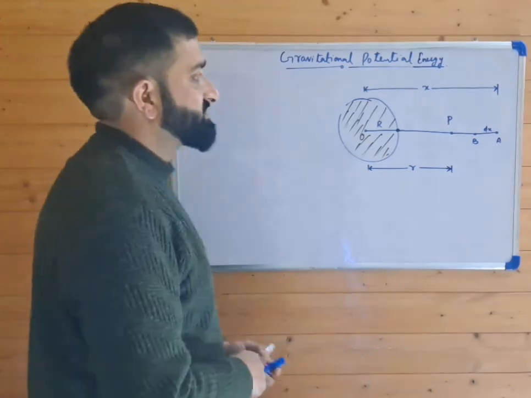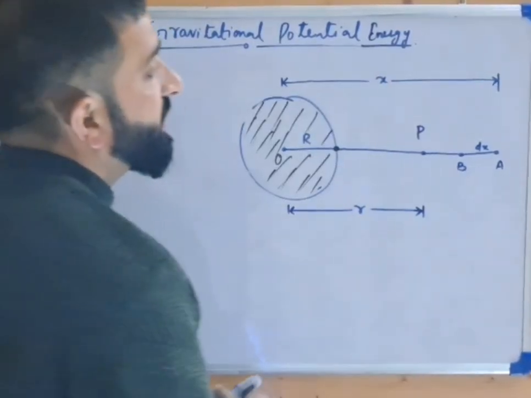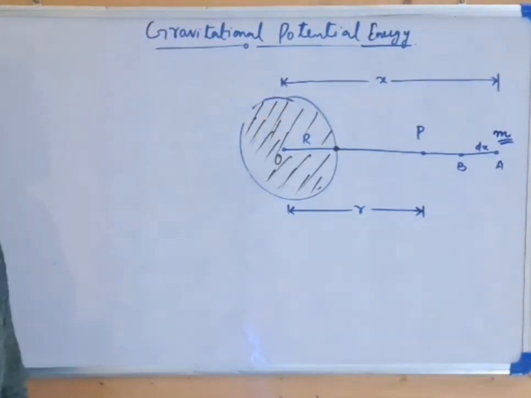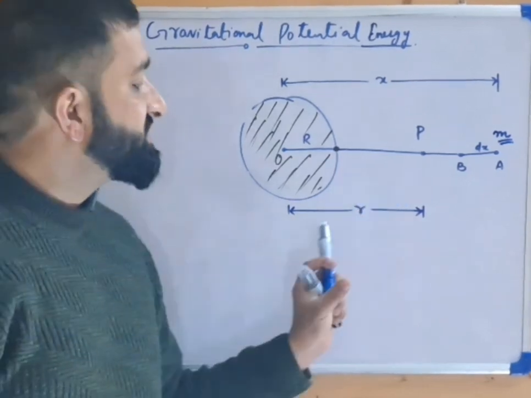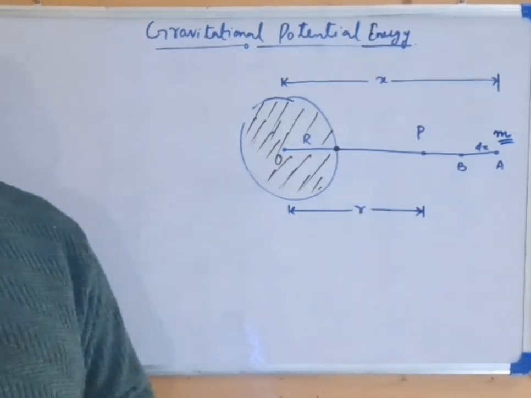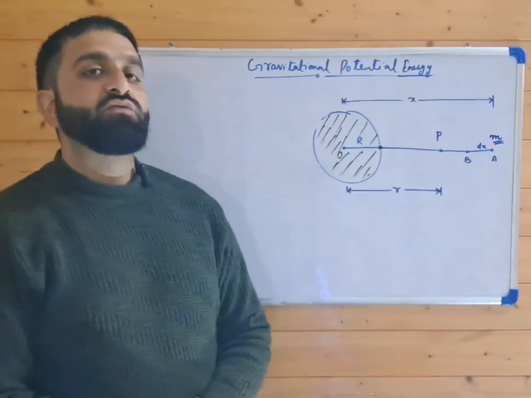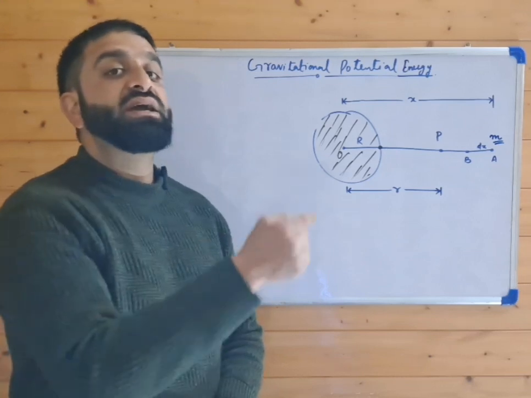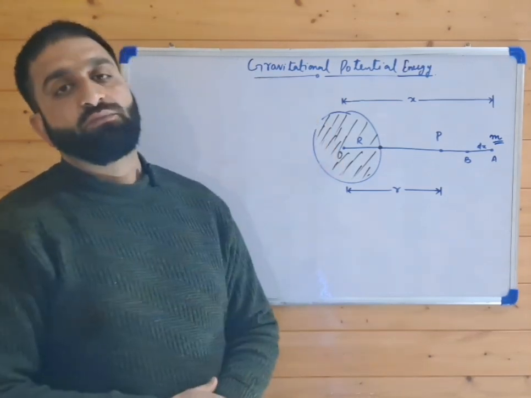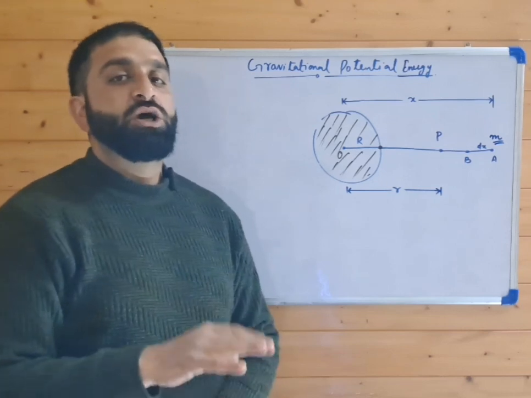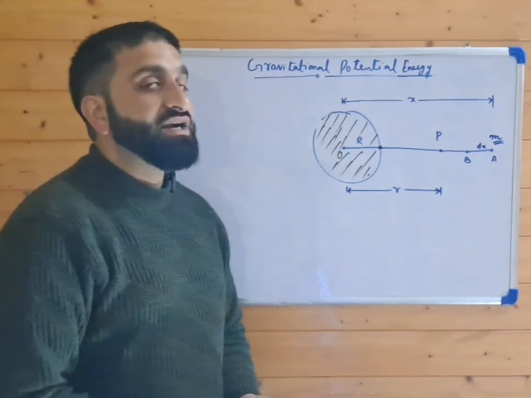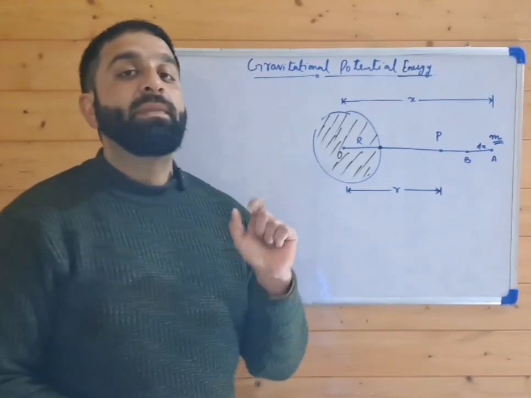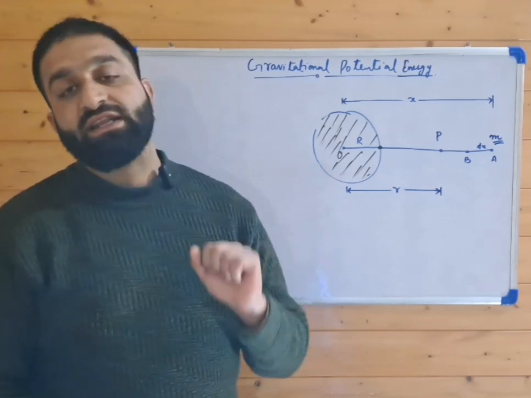Let us derive an expression. Suppose we have a body of mass m. That body of mass m needs to be placed at a point P, which is at a distance of r from the center of the earth. We will see what is the work done on that mass in bringing it from infinity to that point. We will calculate the work done for a small displacement, then integrate the work done from infinity to that point, that is r.